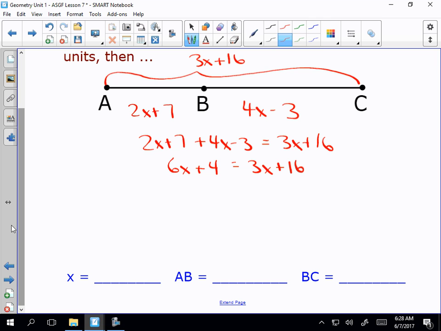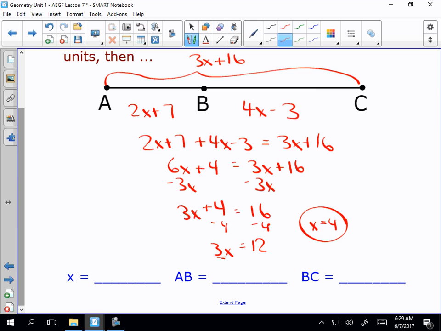So you want to move your variables to one side. I'm going to do that by subtracting 3x from both sides to move the variables to the left. And then I have to subtract 4 from both sides to move the constants to the right. And then we can divide out to finish, and we divide by 3 on both sides, and we get x equals 4.